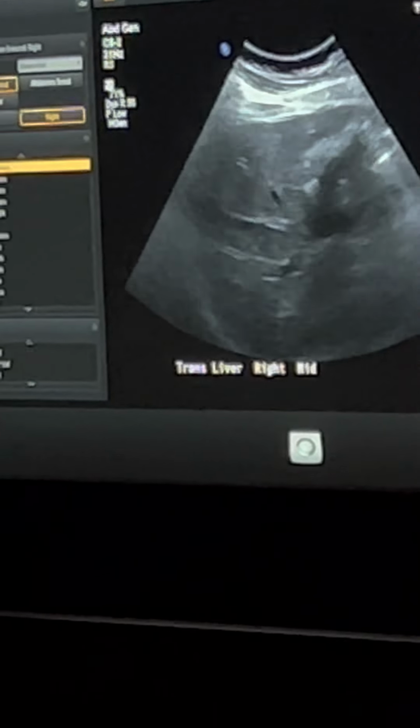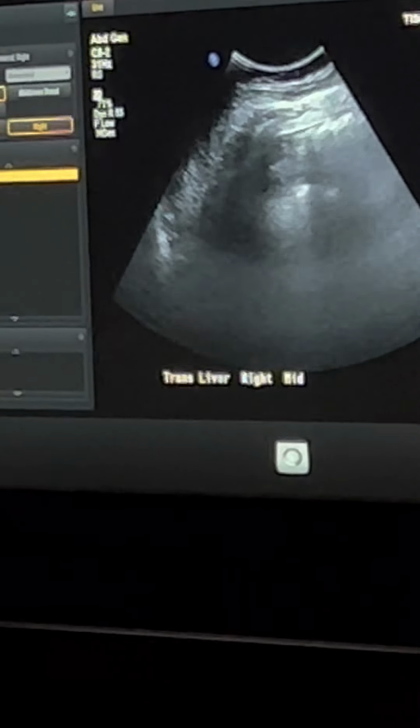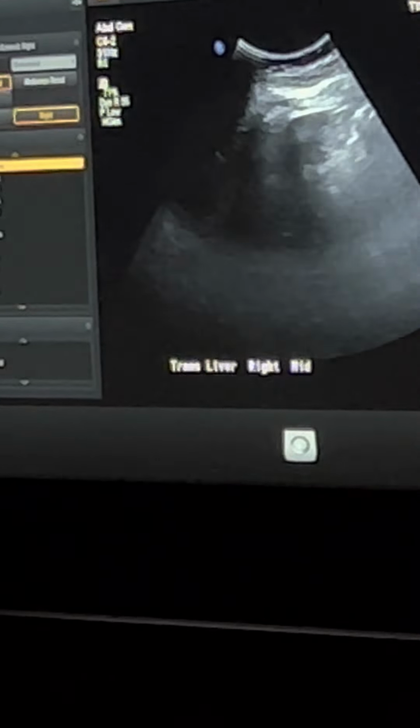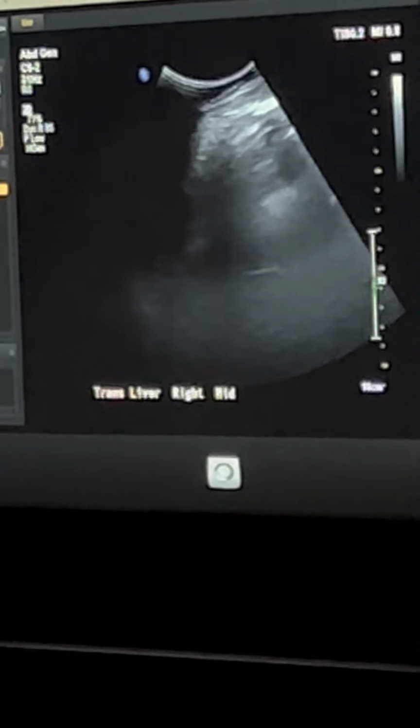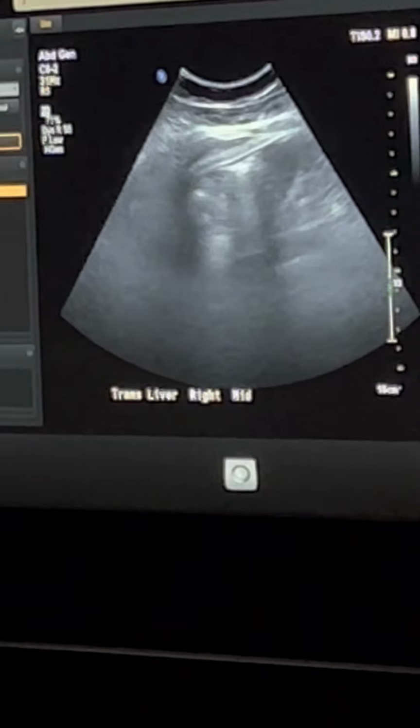And for inferior, what is the inferior one? I think it's kidney, yeah? It does say kidney. Yeah, kidney, okay. So the inferior is gonna be your kidney as your landmark. Deep breath and hold it.